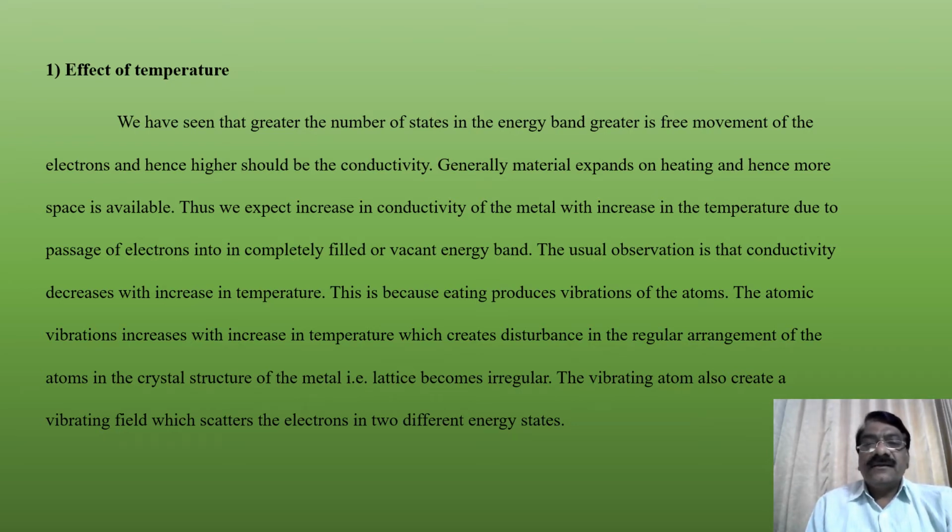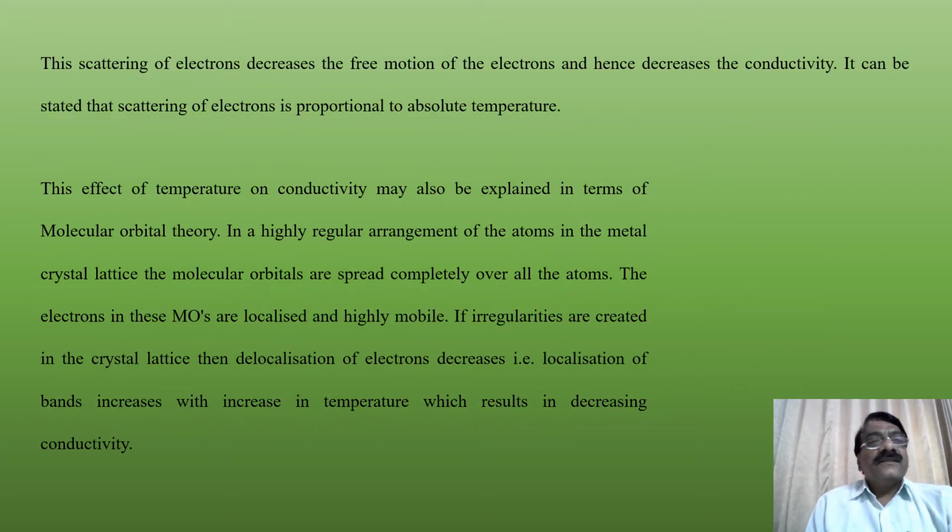The usual observation is that conductivity decreases with increase in temperature. This is because heating produces vibration of the atoms. The atomic vibrations increase with increase in temperature, which creates disturbances in the regular arrangement of the atoms in the crystal structure of the metal. That is, the lattice becomes irregular. The vibrating atom also creates a vibrating field which scatters the electrons into different energy states. This scattering of electrons decreases the free motion of the electrons and hence decreases the conductivity of the metal.